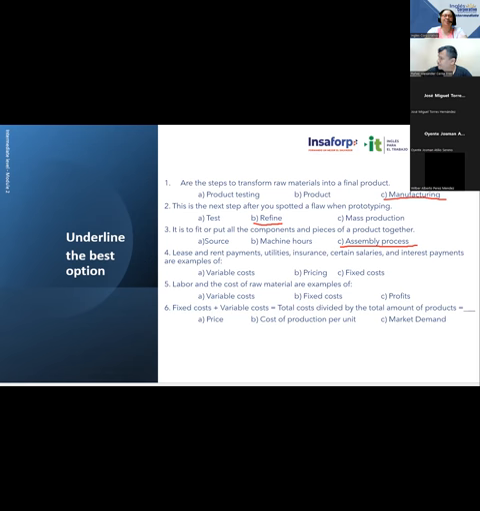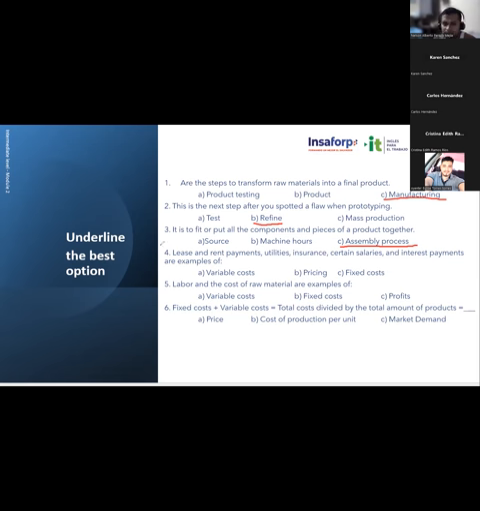Cristina, read number four. Lease and rent payment, utilities, insurance, certain salaries, and interest payment are examples of variable costs, pricing, or fixed costs. Fixed cost. Okay, why do you say variable and why do you say fixed? It's A. There are variable costs. Why variable?